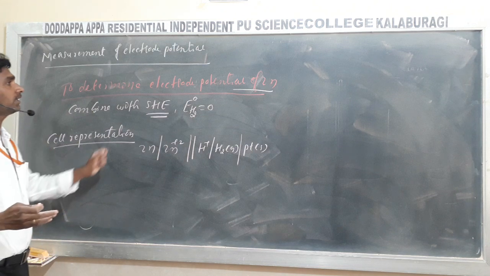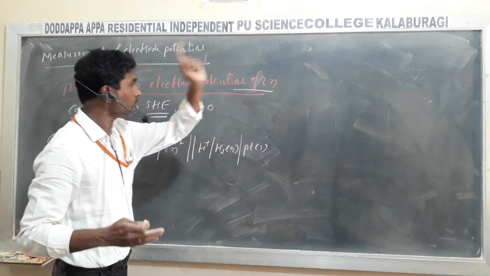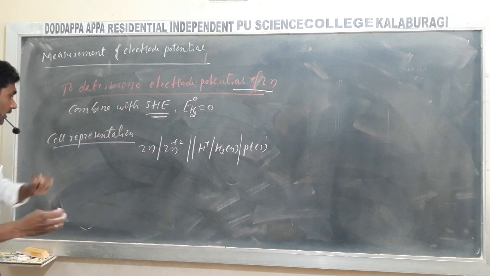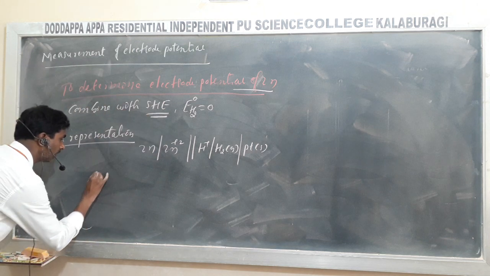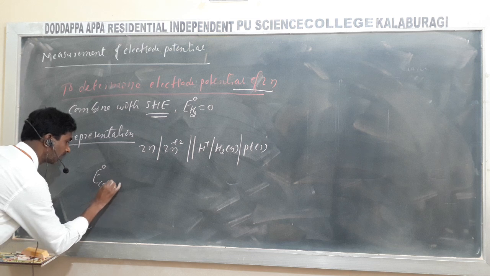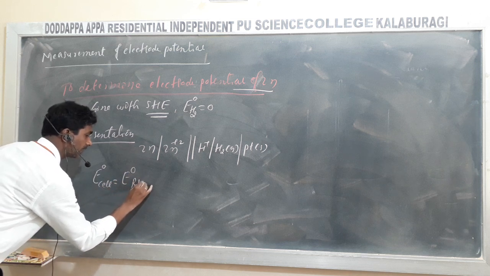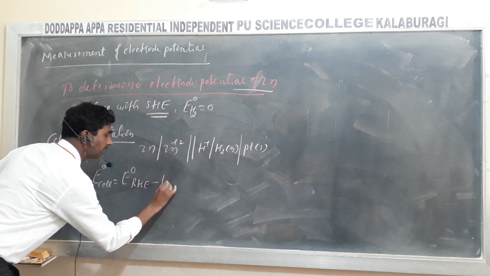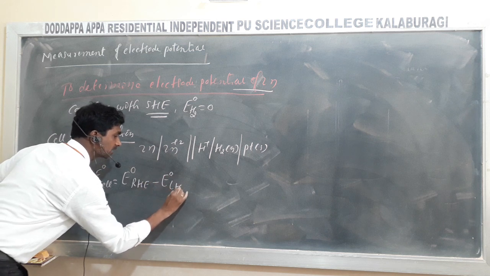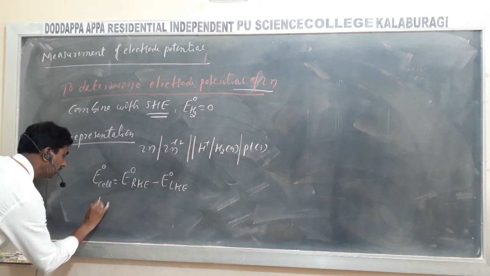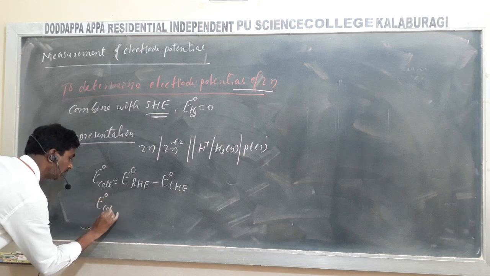To determine the standard electrode potential of zinc, I can write the E naught of the cell. E naught of cell is equal to E of the right hand side electrode minus E of the left hand side electrode.